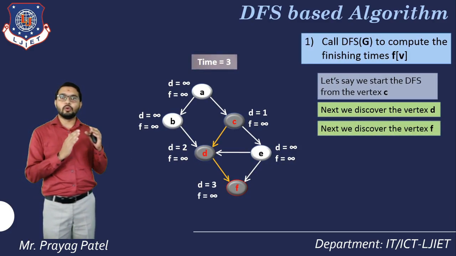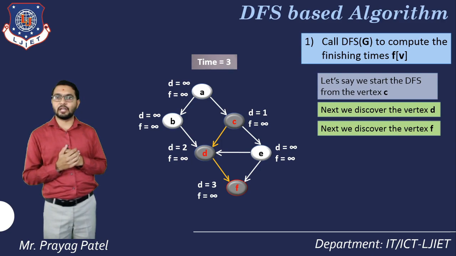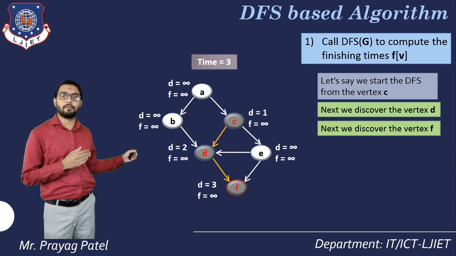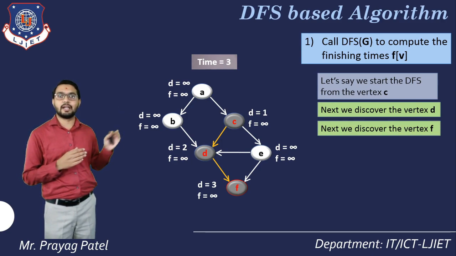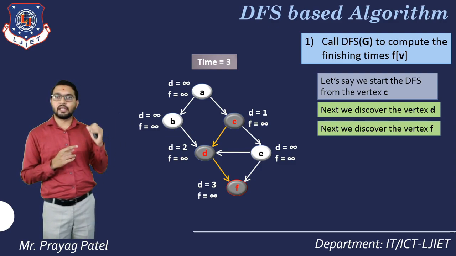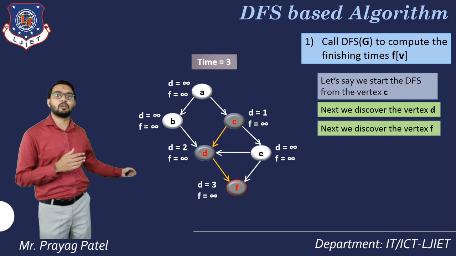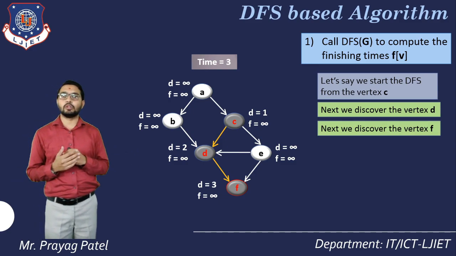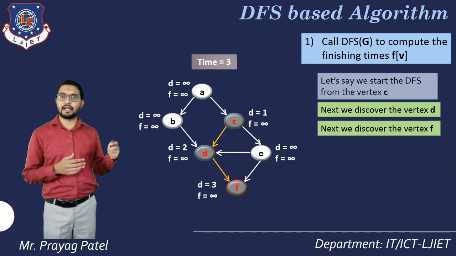So here consider D to F, only one path is available. So consider from D to F. Here consider the yellow shaded line as your tree edge. So consider C to D, then D to F, and the starting time of the node F equal to 3, which means D is considered as 3.